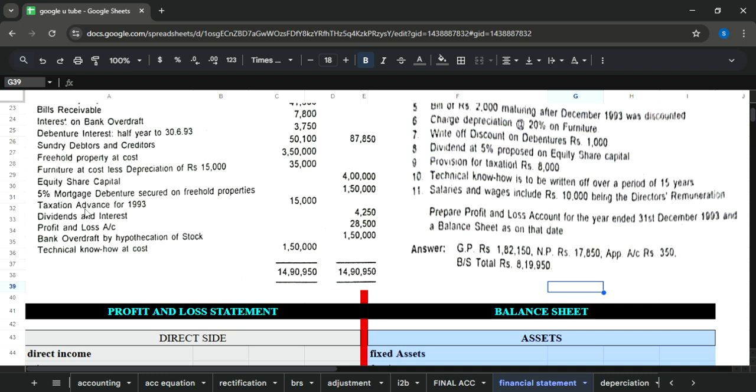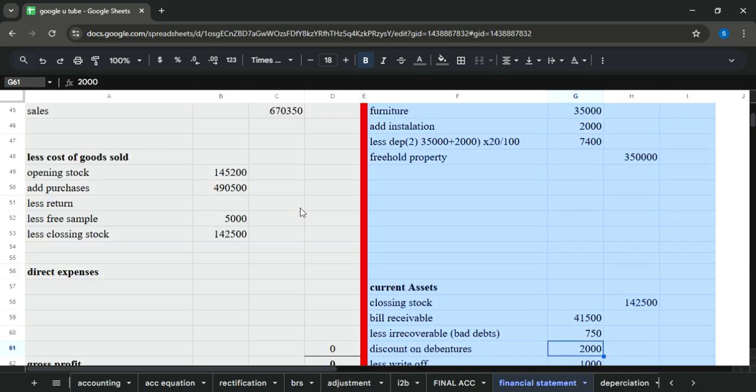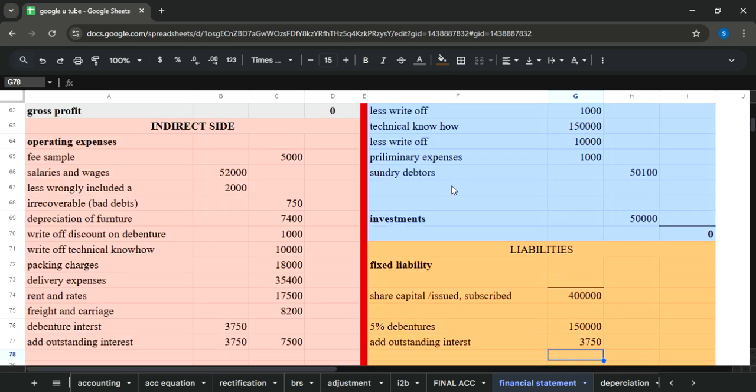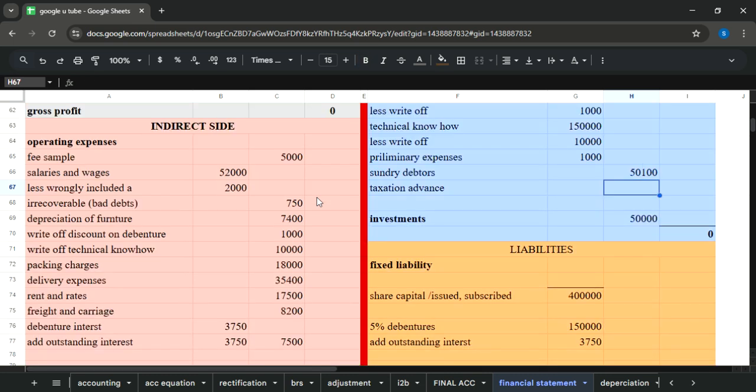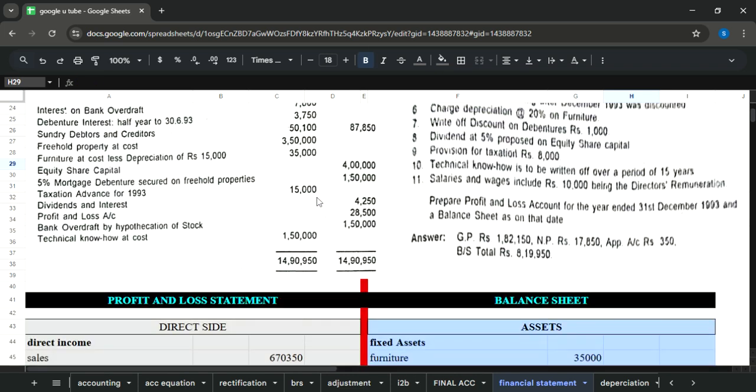Taxation advance. Advance might be taken or given. Since it is written on the debit side, it means it's your asset. So we'll go to the current asset side, and we'll mention taxation advance. Let's see how much the amount of taxation advance is. 15,000. Mention in the current asset side taxation advance.